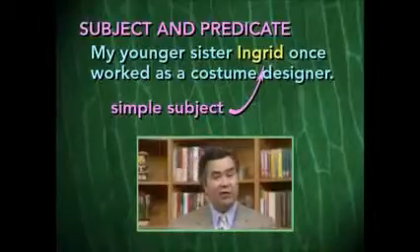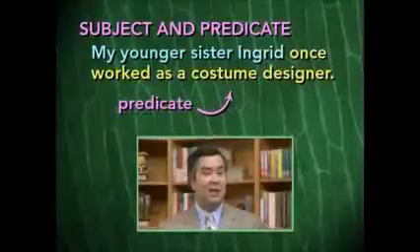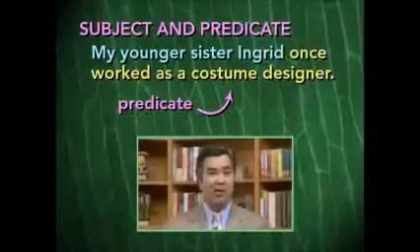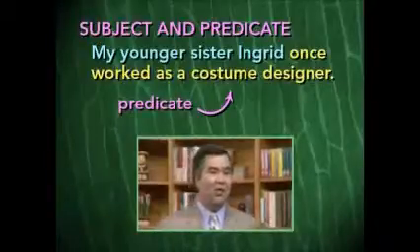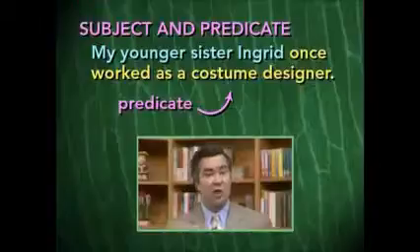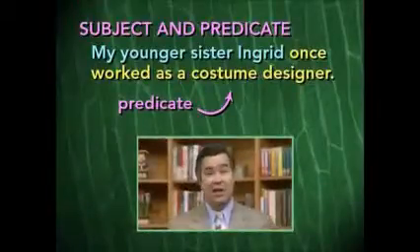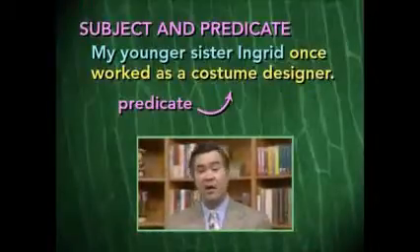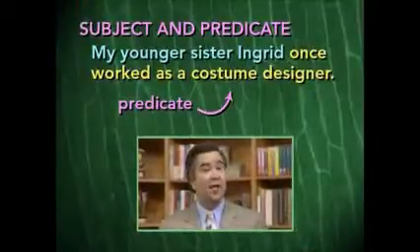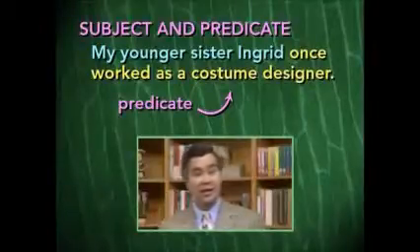Okay, if the first four words of this sentence are the subject, then the rest of the sentence must be the predicate. Remember that the predicate describes something that the subject is or does. Do the other words in this sentence describe something that Ingrid is or does? Yes, they describe something that Ingrid did at one time. Once worked as a costume designer. All of that is the predicate of the sentence.